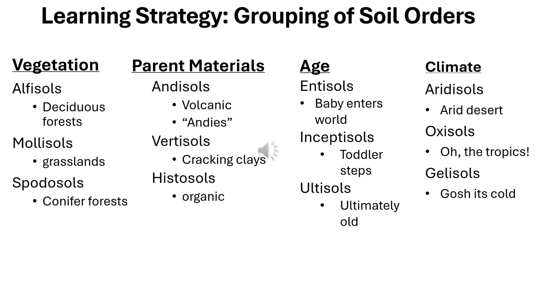Vegetation, these three tend to have certain dominant vegetation types. As you can see, parent materials come from certain types of source materials and form these unique soils. Age, all the way from brand new soil down to very, very old soils. And then, of course, extreme climates. And this is how I would remember them. What we're going to do now is go through the slides and look at all the details for each one of these soils.